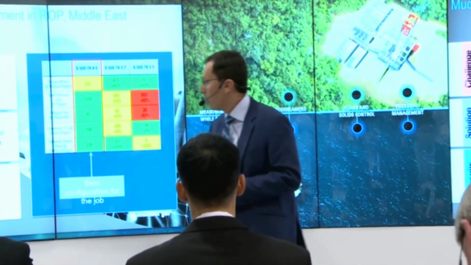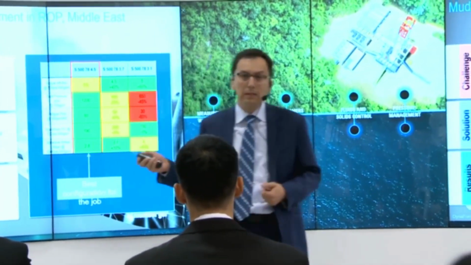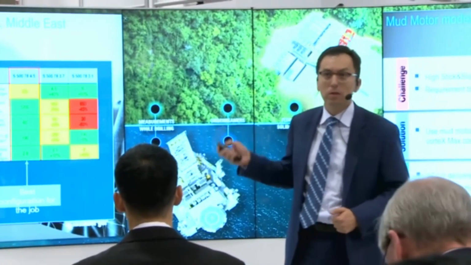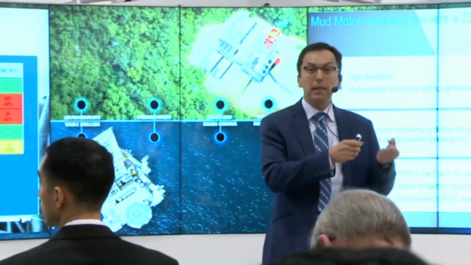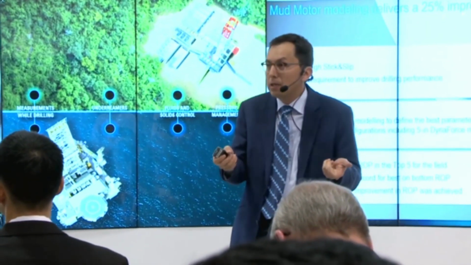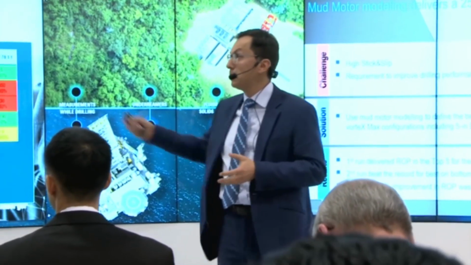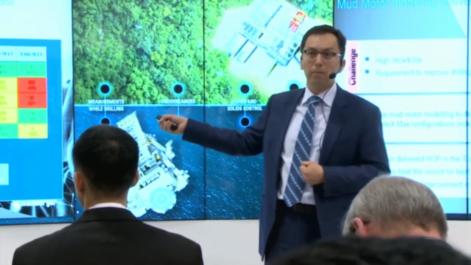And the results here: the first run with this power section was within the top 5 runs of probably 100 wells that were drilled in this field. And then the second run was the best ROP in the field. And that's what we want to achieve. We want to model what the best power section is for your application, and then pick that and get this top 5 or top ROP every time.